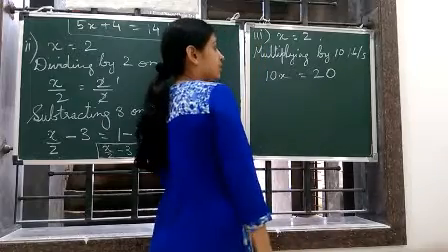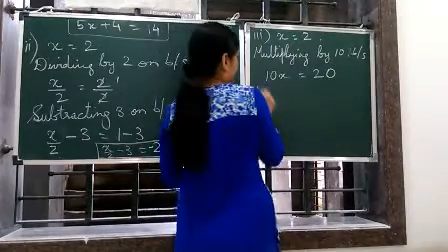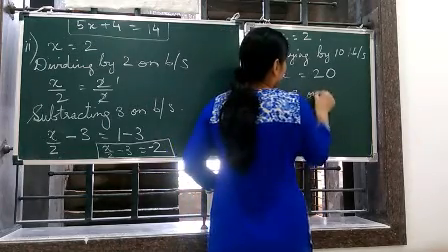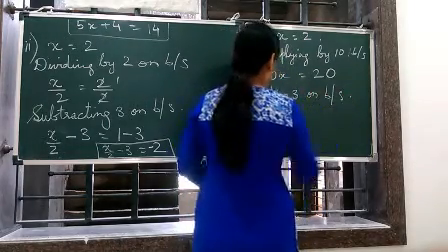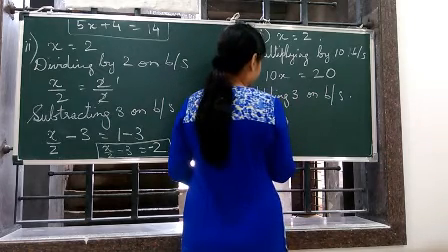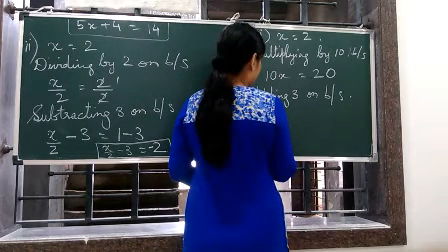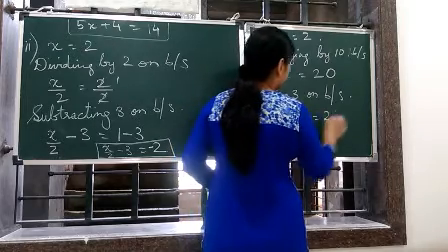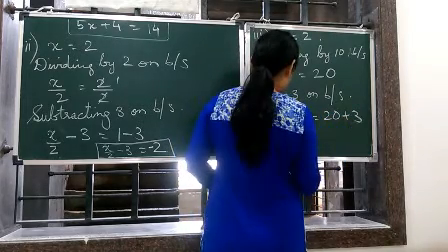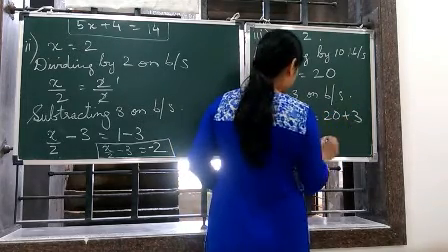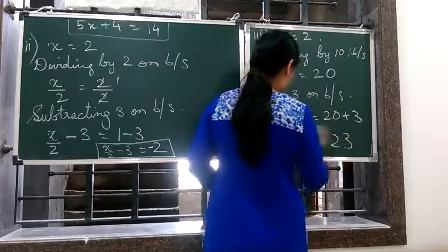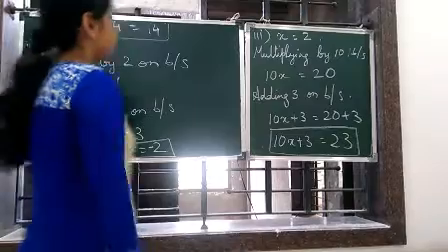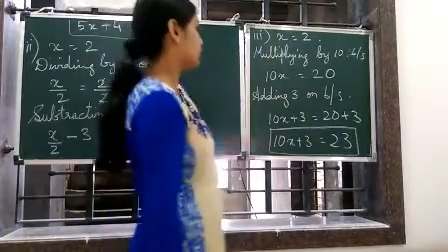Now let's add 3 both sides. Okay, adding 3 on both sides, 10x plus 3 is equal to 20 plus 3, which gives us 10x plus 3 is equal to 23. So this is how we complete the A part for x is equal to 2.